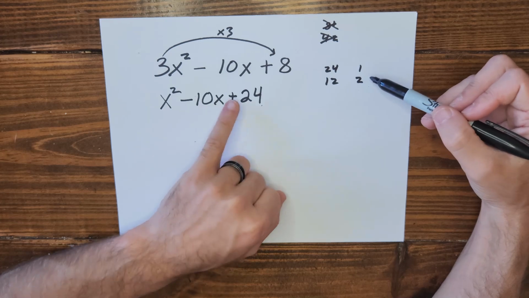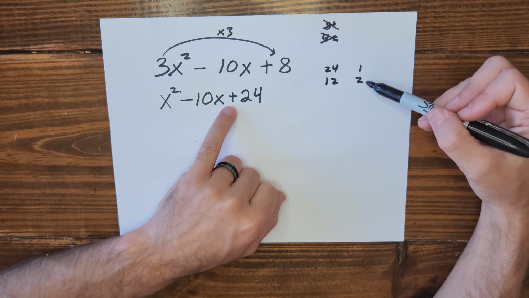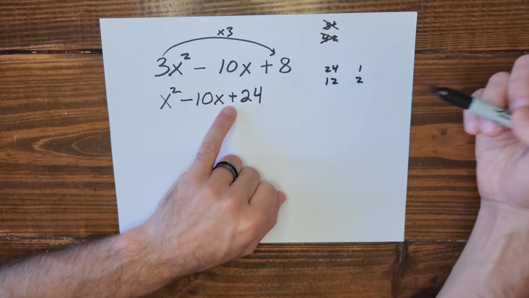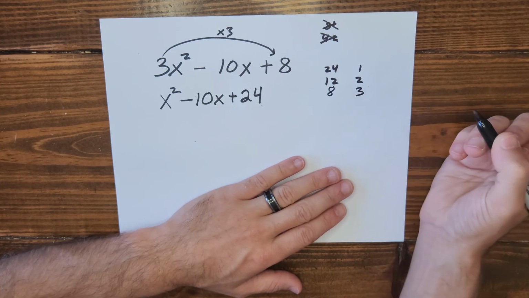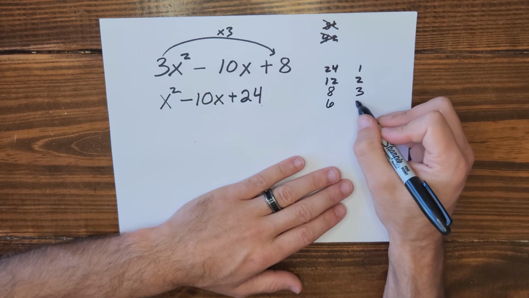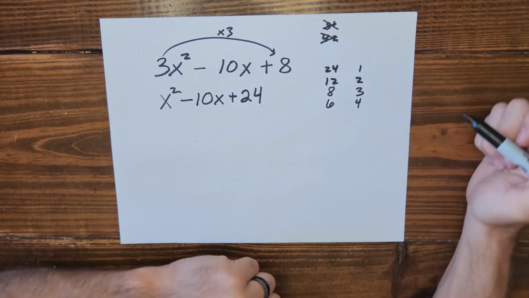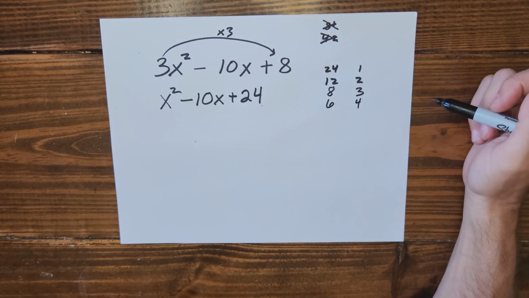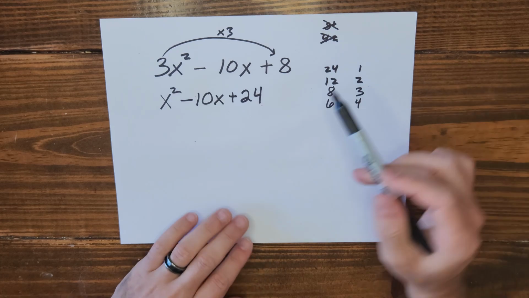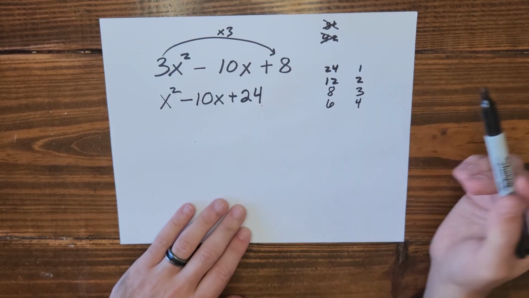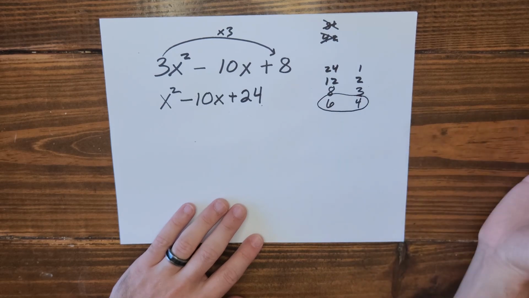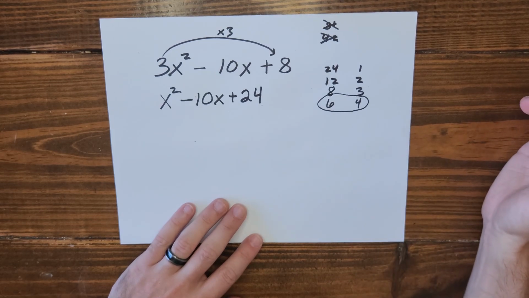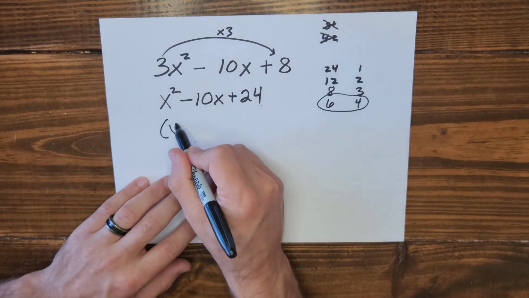But we're not looking for minus. What we're looking for here is plus. So I can't do that because that adds to give me 14. That's different. Then we have 8 and 3. Then 6 and 4. And those are all the factors of 24. So which of these pairs add up to give me 10? If you notice, the only pair that added up to give me 10 here, 6 and 4. So those are my two factors.